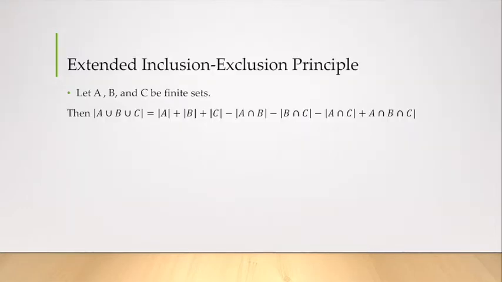We can extend our inclusion-exclusion principle to 3 sets. So if I took the union of 3 sets, I need to take the size of each of those sets, subtract each of their individual intersections, but then re-include the intersection of all 3 because I deleted everybody twice and I have to add them back in.